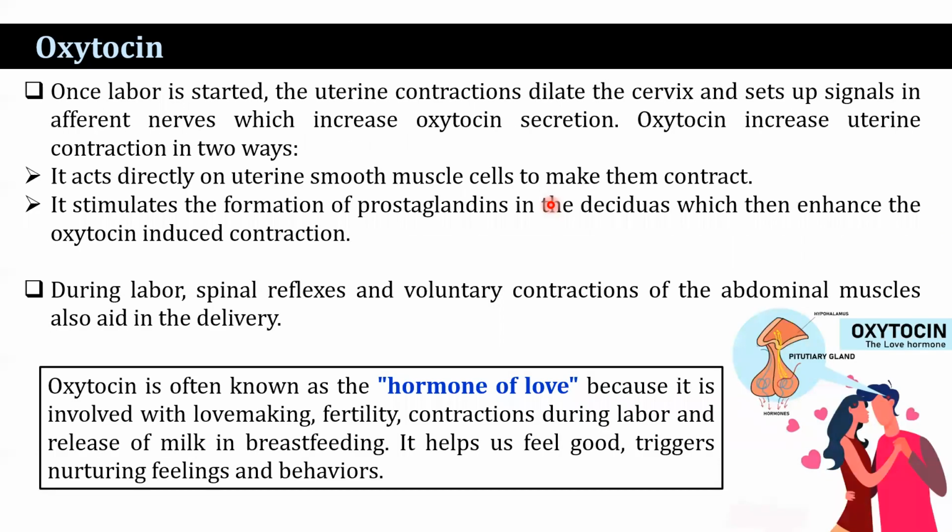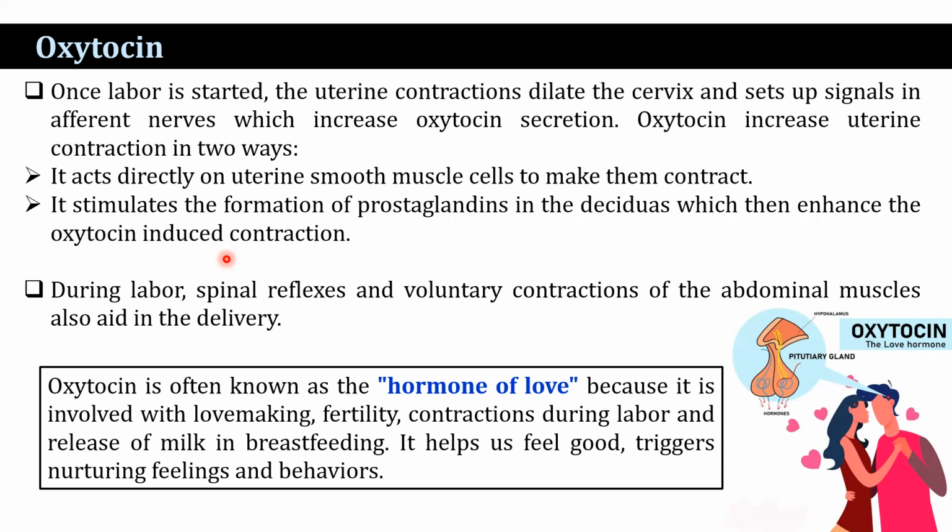Once labor is started, the uterine contractions dilate the cervix and set up signals in afferent nerves which increase oxytocin secretion. Oxytocin increases uterine contraction in two ways. It acts directly on uterine smooth muscle cells to make them contract, and also stimulates the formation of prostaglandins in the decidua, which then enhance the oxytocin-induced contraction. During labor, spinal reflexes and voluntary contraction of the abdominal muscles also aid in the delivery.